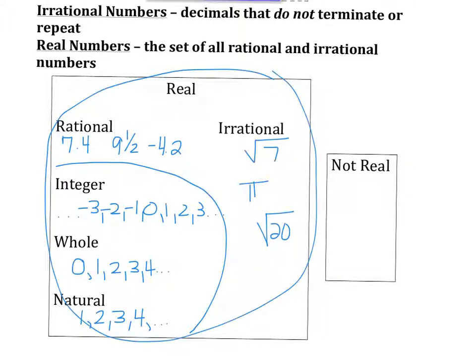All of these can be put into your calculator. That's what would be real. Not real are numbers that are undefined. You can't put in a calculator, so dividing by 0. The square root of negative numbers. Those are your two big pieces that would be in the not real family.